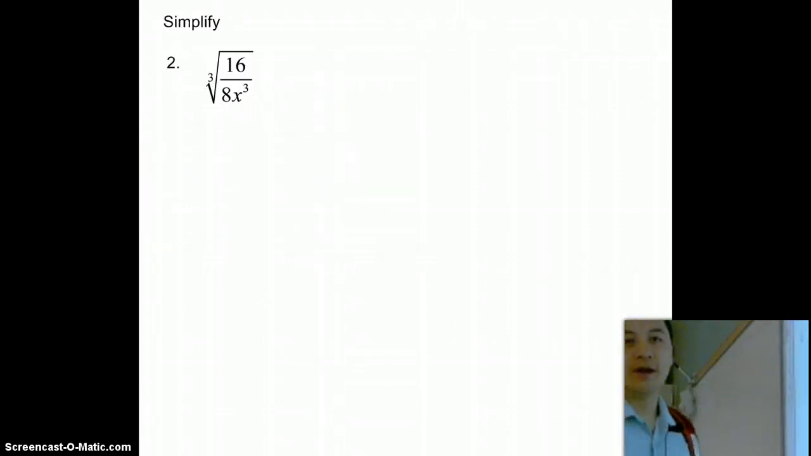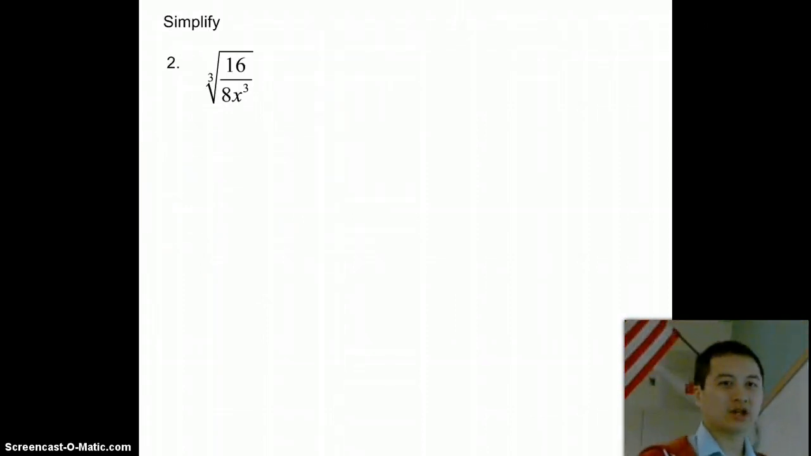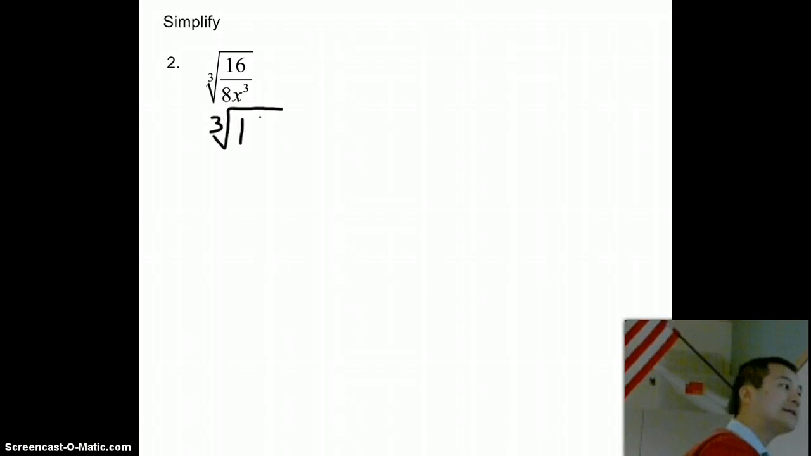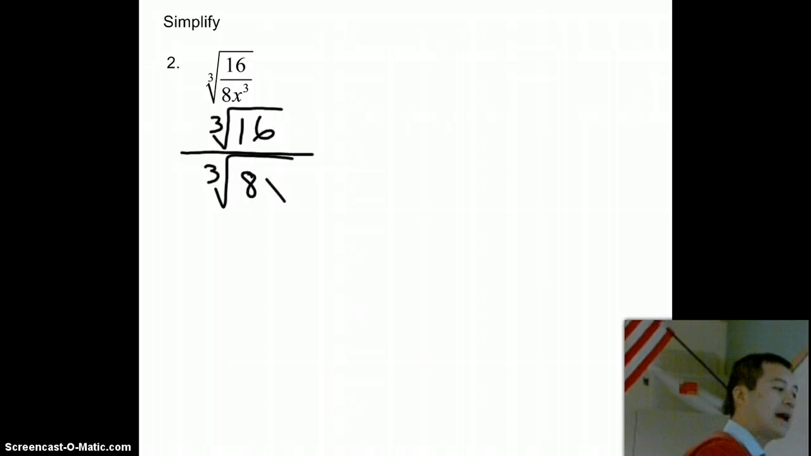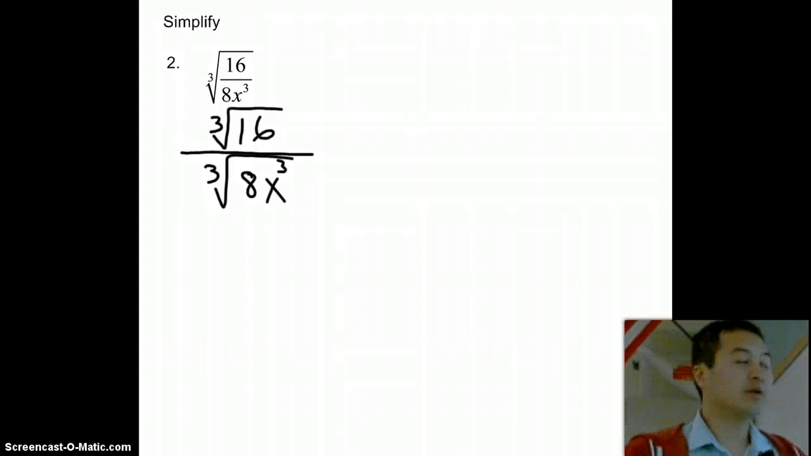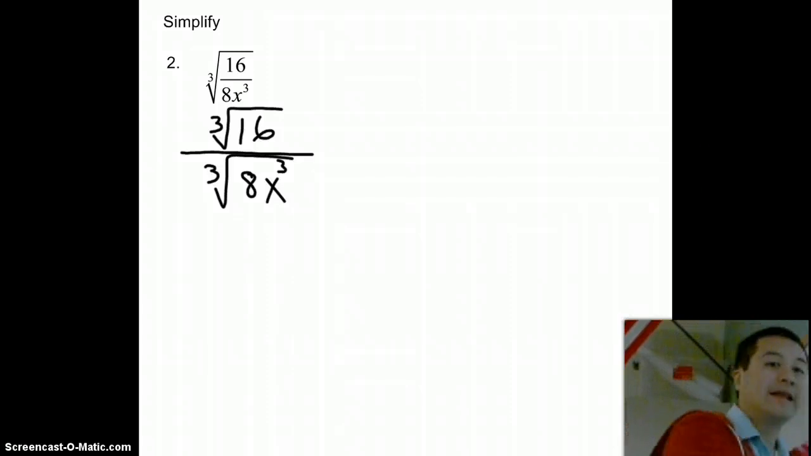Let's try one more. Oh man, this one looks hard. Alright, how do you do something like this? A fraction. So, same thing we've done before. When you root a fraction, it's the same thing as rooting the top and rooting the bottom. So this is the same thing as cube root of 16 divided by cube root of 8x cubed. Now it becomes simple, something like we've done in the last couple examples. We just need to do the top first and then do the bottom.